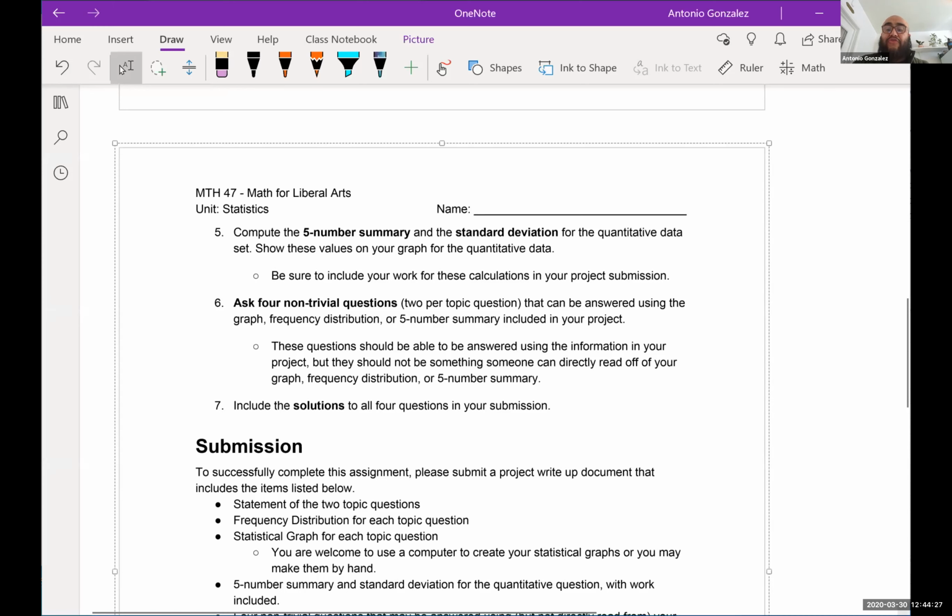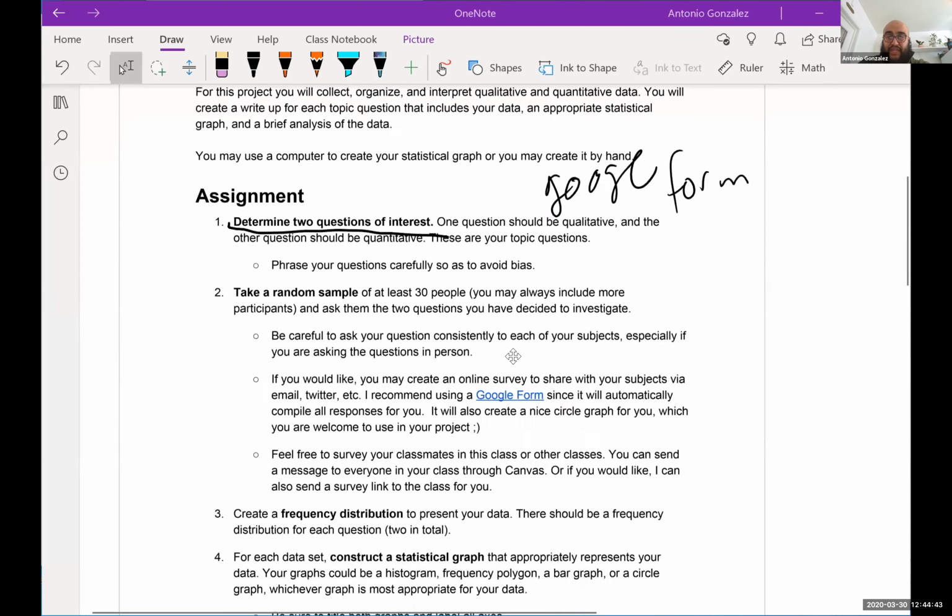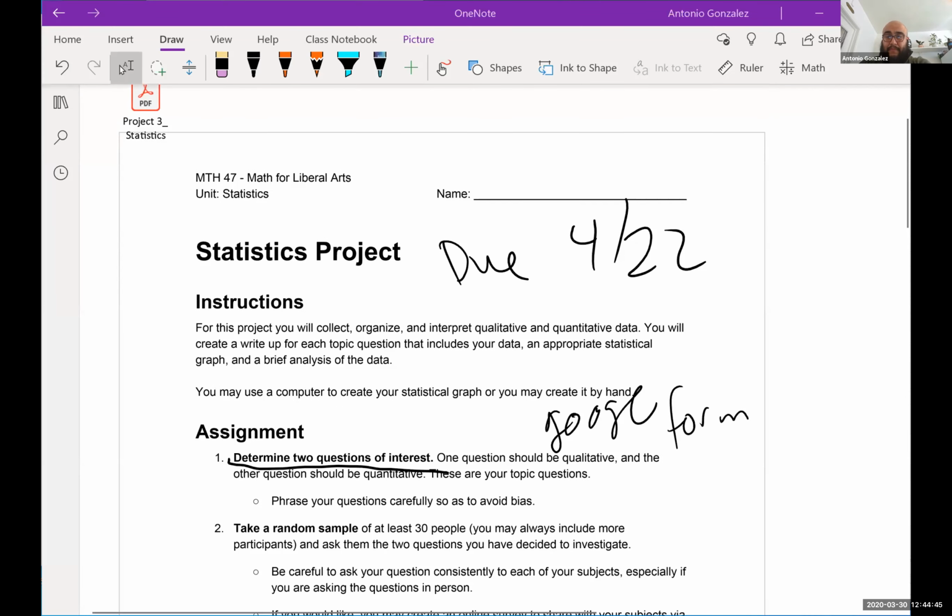Now, these non-trivial questions, what I would use as a guideline for this is look at our homework questions, how they're phrased, and try to see if you can ask similar homework questions based on the statistical information that you've gathered for your project. All right. Okay, are there any general questions on the project here?